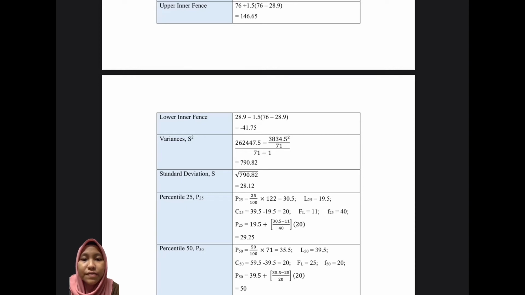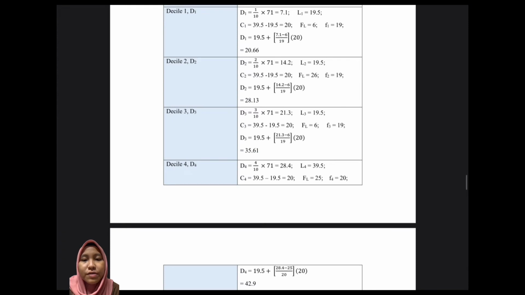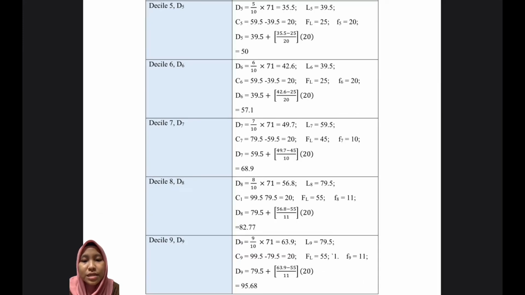So the calculated variance is equal to 790.82, standard deviation is equal to 28.12, percentile 25 is equal to 29.25, percentile 50 is equal to 50. We have calculated the decile 1 is 20.66, decile 2 is equal to 28.13, decile 3 is equal to 35.61, decile 4 is equal to 42.9, decile 5 is equal to 50, decile 6 is equal to 57.1, decile 7 is equal to 68.9, decile 8 is equal to 82.77, and the decile 9 is equal to 95.68.